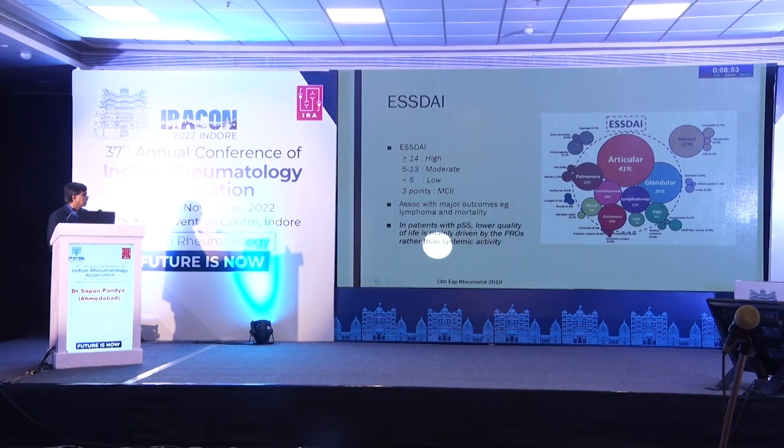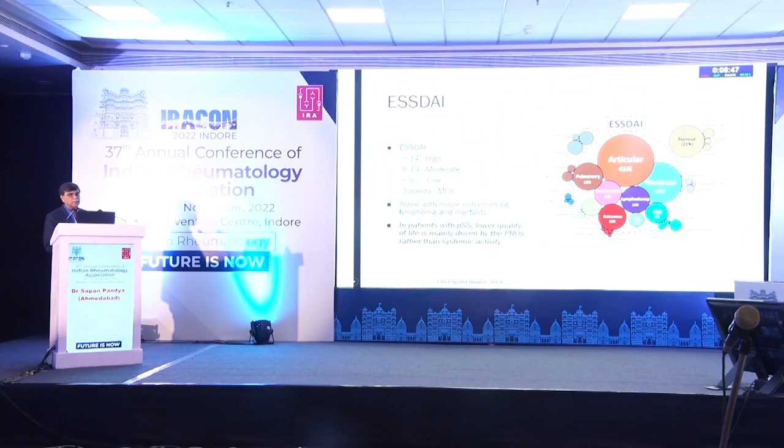The most important line of the entire talk is: in patients with Sjogren's syndrome, lower quality of life is mainly driven by PROs rather than systemic activity. So as rheumatologists, although we give a lot of significance to the B symptom, to the systemic symptom, because we deal with that and that is a referral bias we have, for them the most important is dryness and fatigue and fibromyalgia. That is what Dr. Fox always kept saying, that we should focus on those things rather.